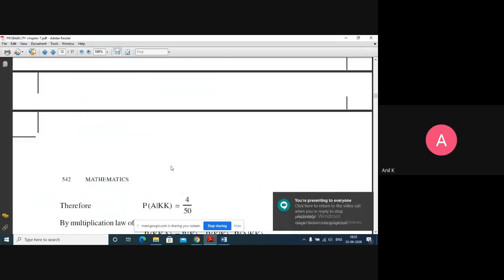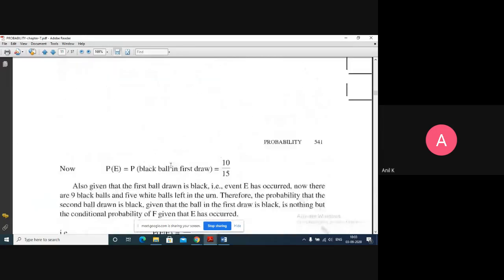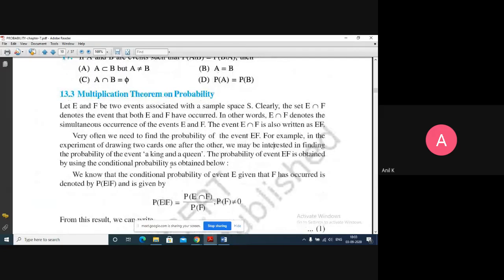Topic is multiplication theorem. It is just a rearrangement of a theorem.